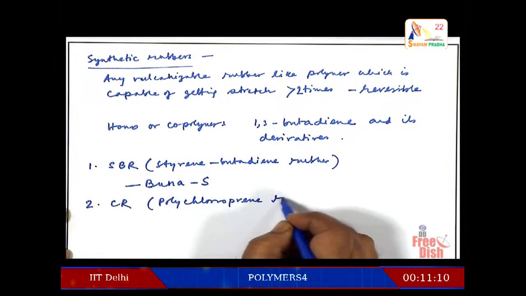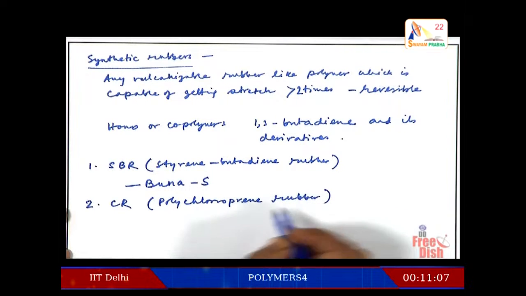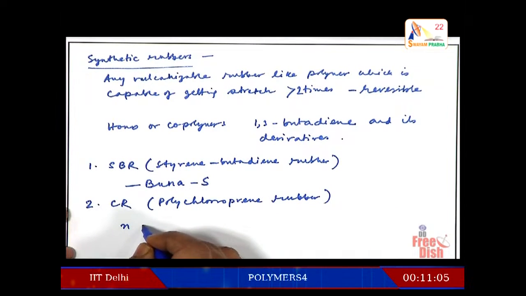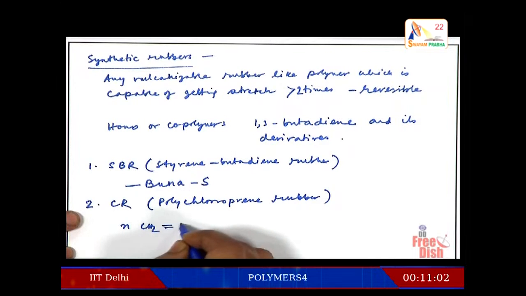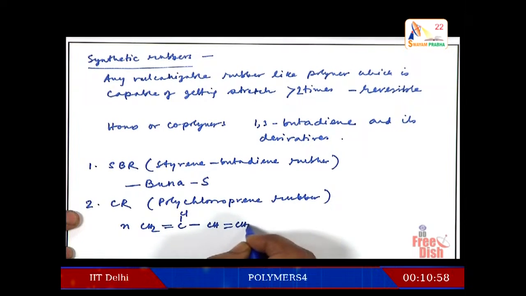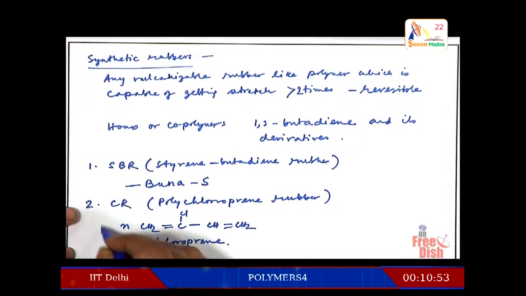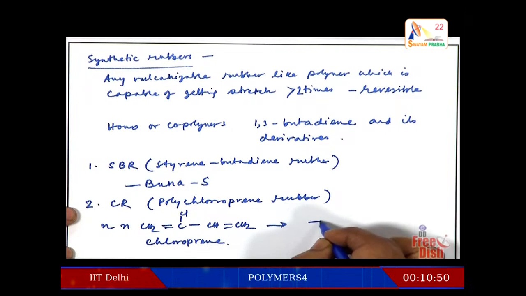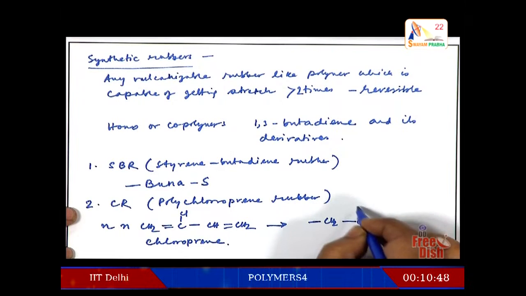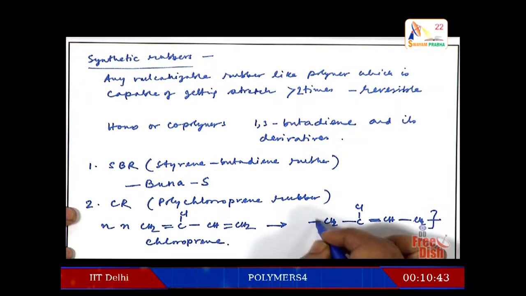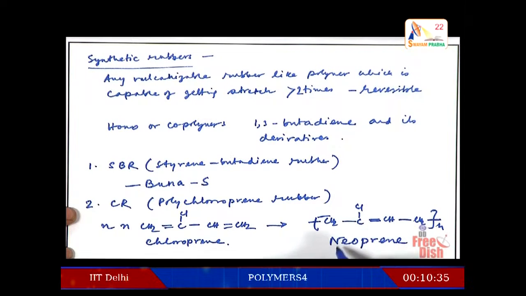Second would be polychloroprene rubber, where it is synthesized from the monomer chloroprene. So, this is chloroprene, and this polymer is called neoprene. So, neoprene is basically polychloroprene.